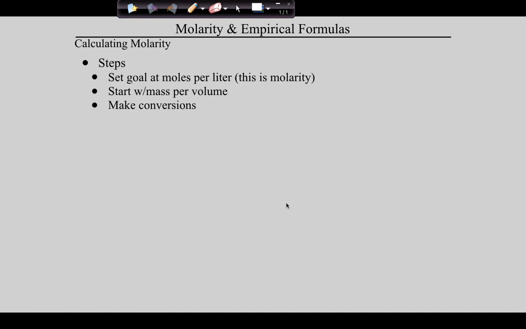So when you solve these problems, these are the steps. We're solving for molarity, and we always set our goal first. So our goal is molarity. But we're not going to write down molarity. We're going to write moles over liters, because that's molarity. Then your starting point will always be mass per volume. And then at that point, make conversions.